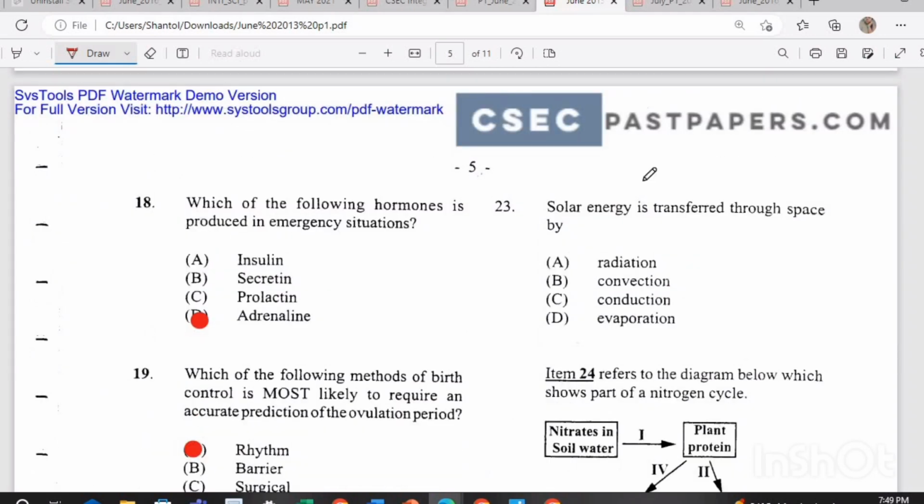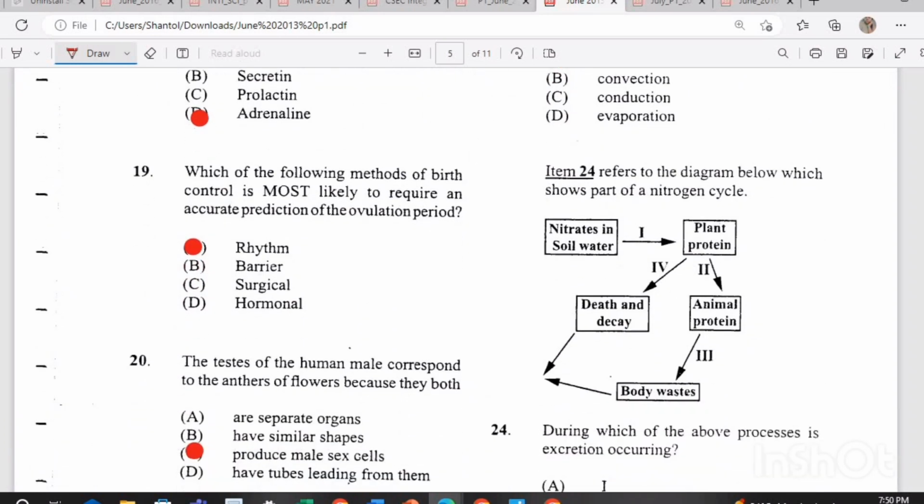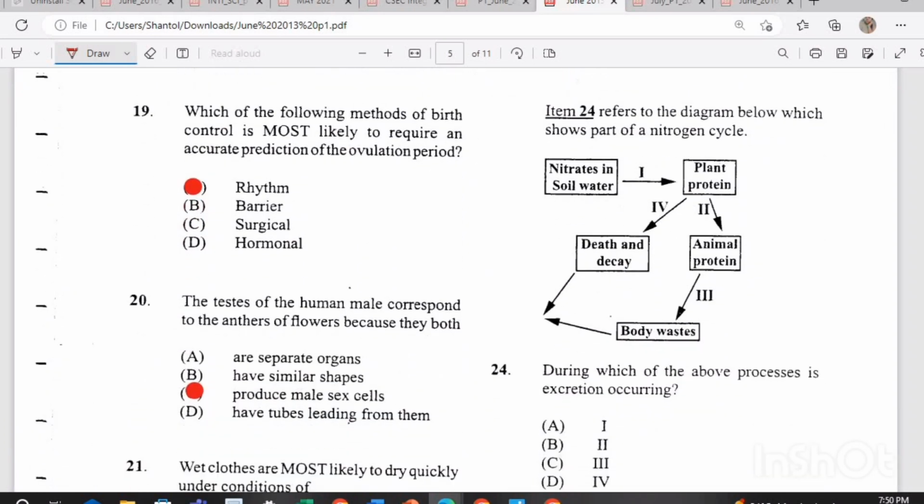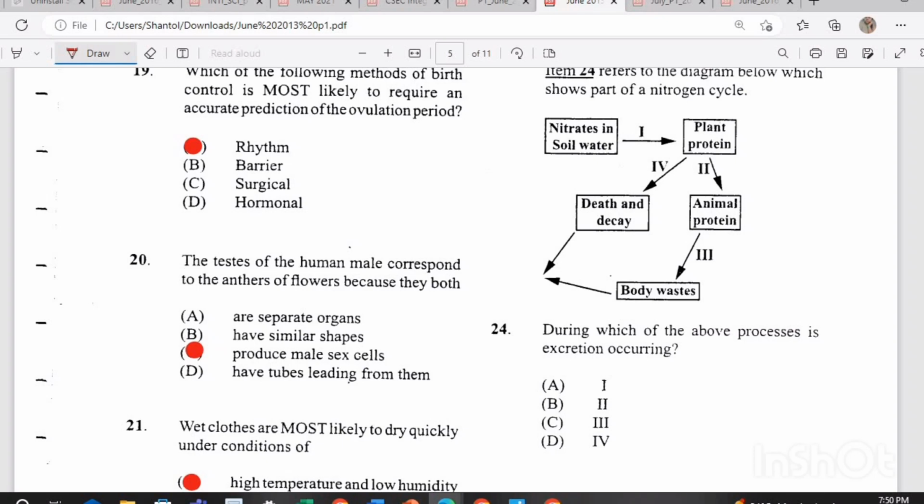Question 23. Solar energy is transferred through space by, is it radiation, convection, conduction, or evaporation? The answer is A, radiation. Item 24 refers to the diagram below, which shows part of a nitrogen cycle. During which of the above processes is excretion occurring?